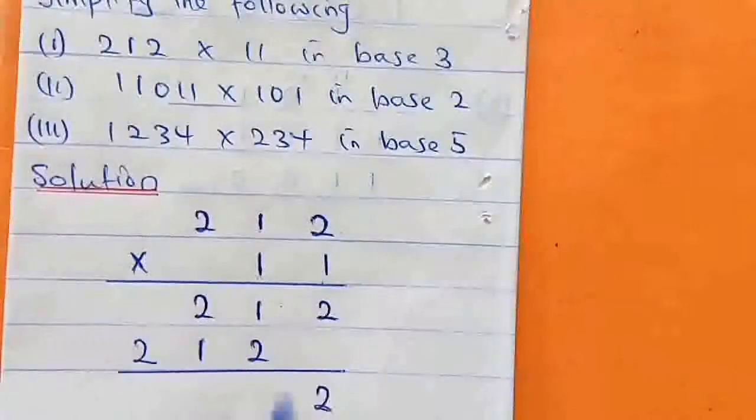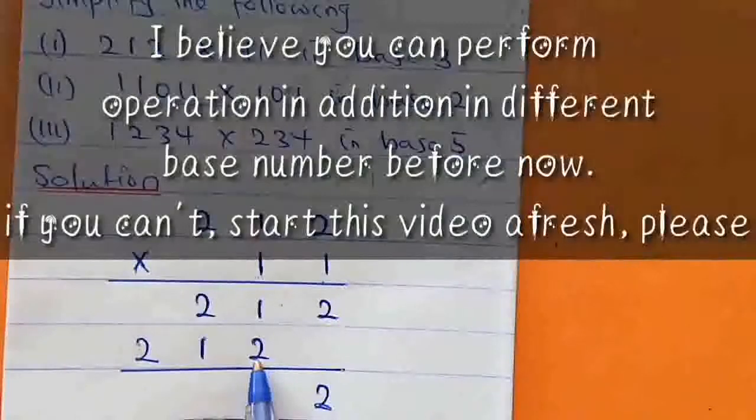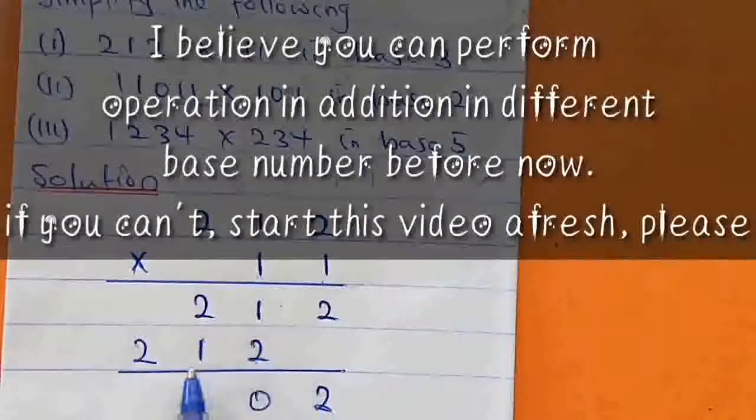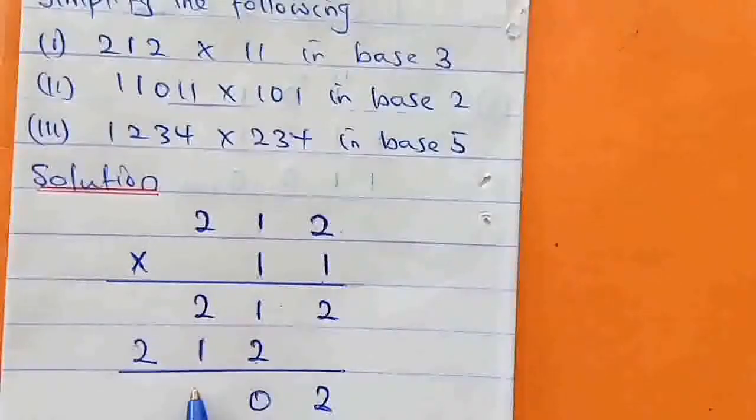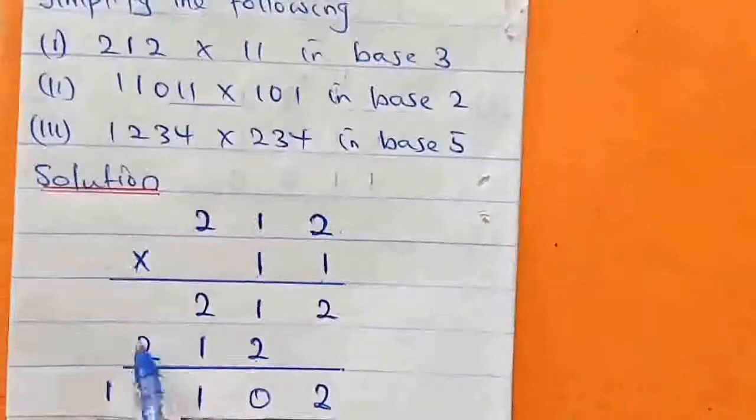2 here. 1 plus 2 will give us 3. Since it is in base 3, it becomes 1, 0. We write 0 and carry 1 to this left column. 1 plus 2 will give us 3, plus that 1 will give us 4. Converting 4 to base 3, we have 1, 1. We write 1 here, carry 1 to this group. We have 2 plus 1 will give us 3, which if you convert it to base 3, it will give 1, 0.